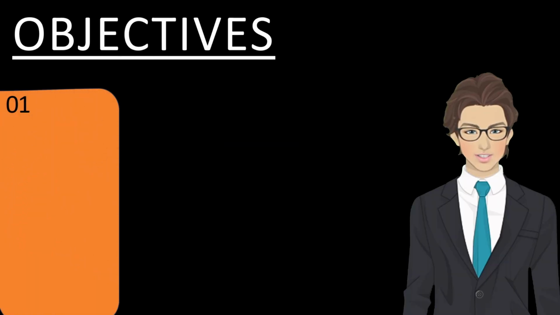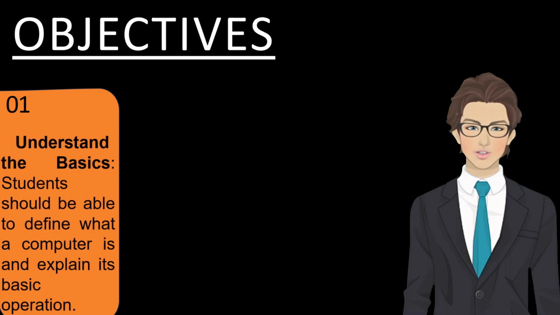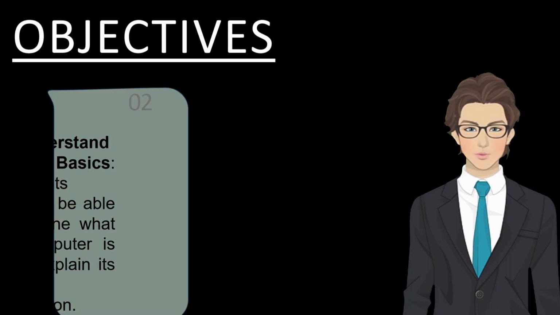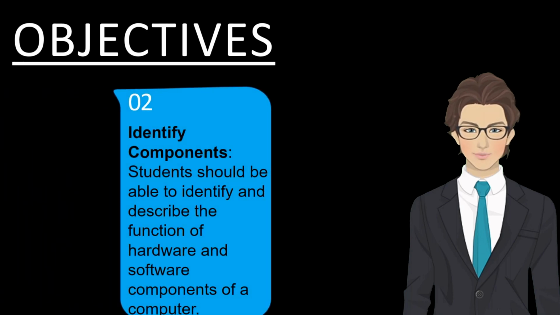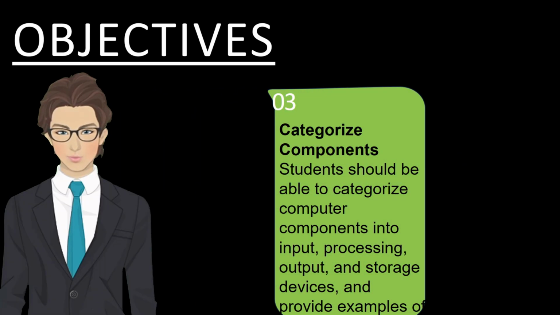1. Understand the basics. Students should be able to define what a computer is and explain its basic operation. 2. Identify components. Students should be able to identify and describe the function of hardware and software components of a computer. 3. Categorize components. Students should be able to categorize computer components into input, processing, output and storage devices and provide examples.